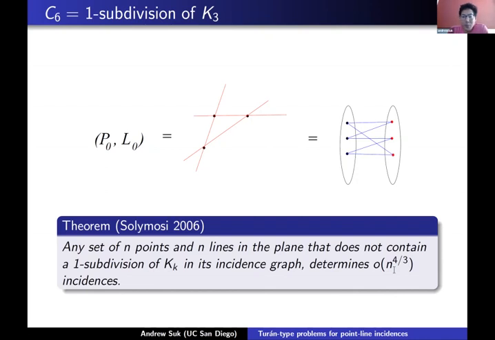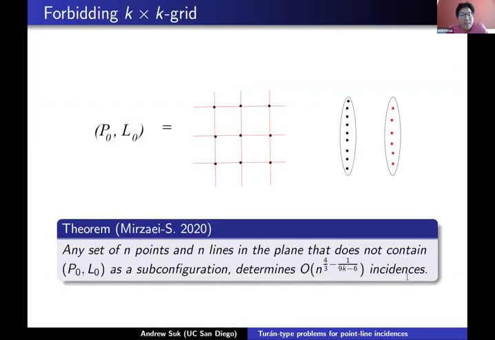But kind of interestingly, in joint work with Mozhgan Mirzaei, we were able to get an n to the 4/3 minus epsilon upper bound if we forbid k by k grids. So a k by k grid is basically this configuration here. It consists of 2 sets of k lines. You can imagine k of them going horizontally, and then another k of them going somewhat vertically. And this configuration also consists of k-squared points, which are at the intersections of the 2 sets of k lines.